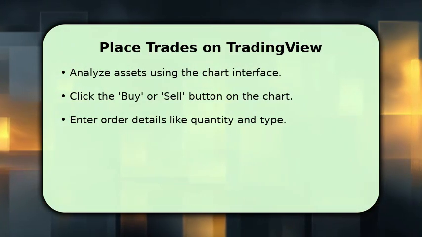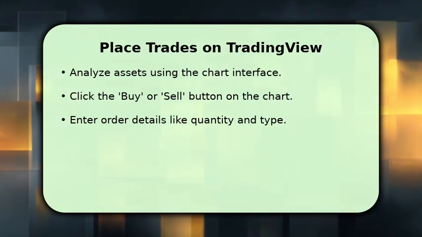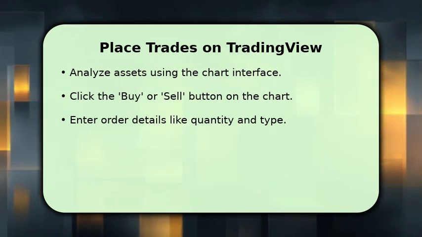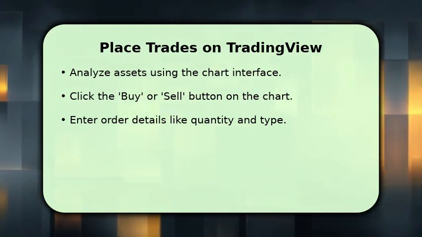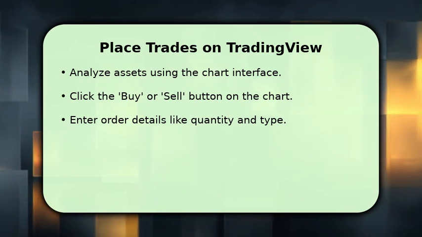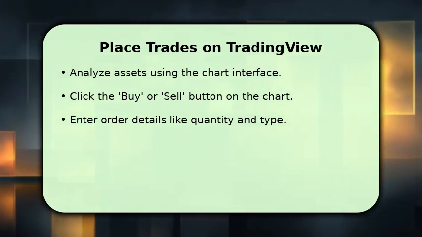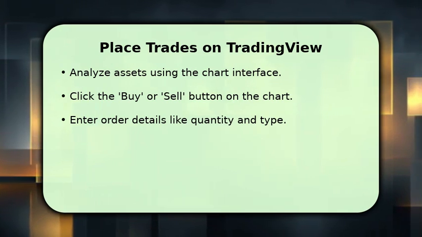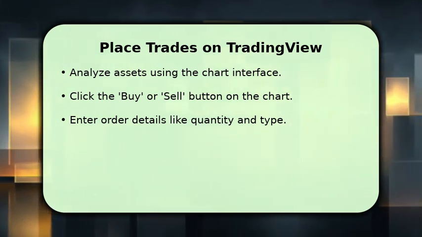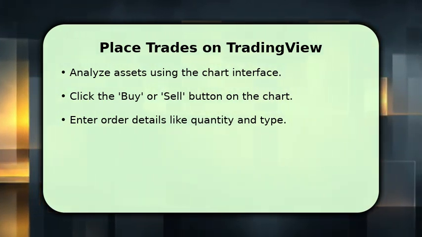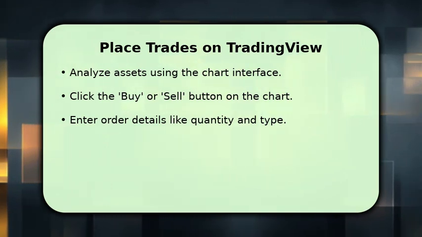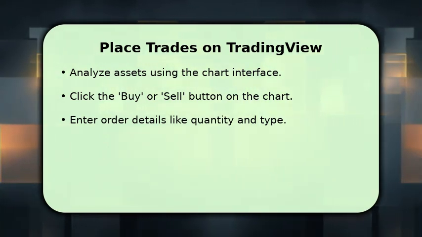With your Webull account connected, you can now place trades directly from TradingView charts. Select the asset you wish to trade and use the buy or sell buttons that appear on the chart or in the order panel. Input your desired order type, such as market or limit, along with the quantity of shares or contracts. Always double-check all order details before confirming to ensure accuracy.